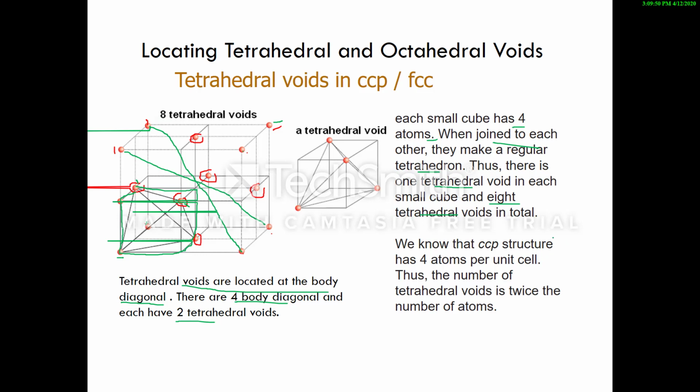Clear? Now we already discussed that in case of CCP structure there are 4 atoms per unit cell. So when atoms are 4, what is the number of tetrahedral voids? The number of tetrahedral voids is twice of this, that is 8. We already discussed it. If the number of particles in a CCP structure is n, then the number of tetrahedral voids is 2n. So this is the location of tetrahedral voids and the number of tetrahedral voids. That's why the total number of tetrahedral voids is 8.